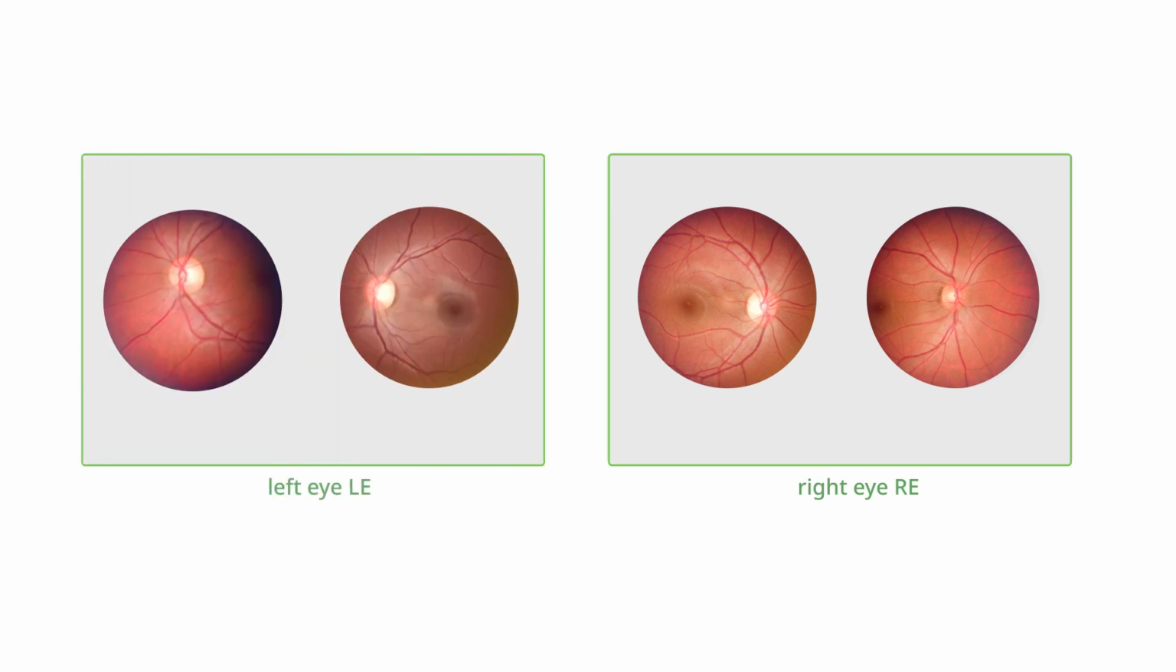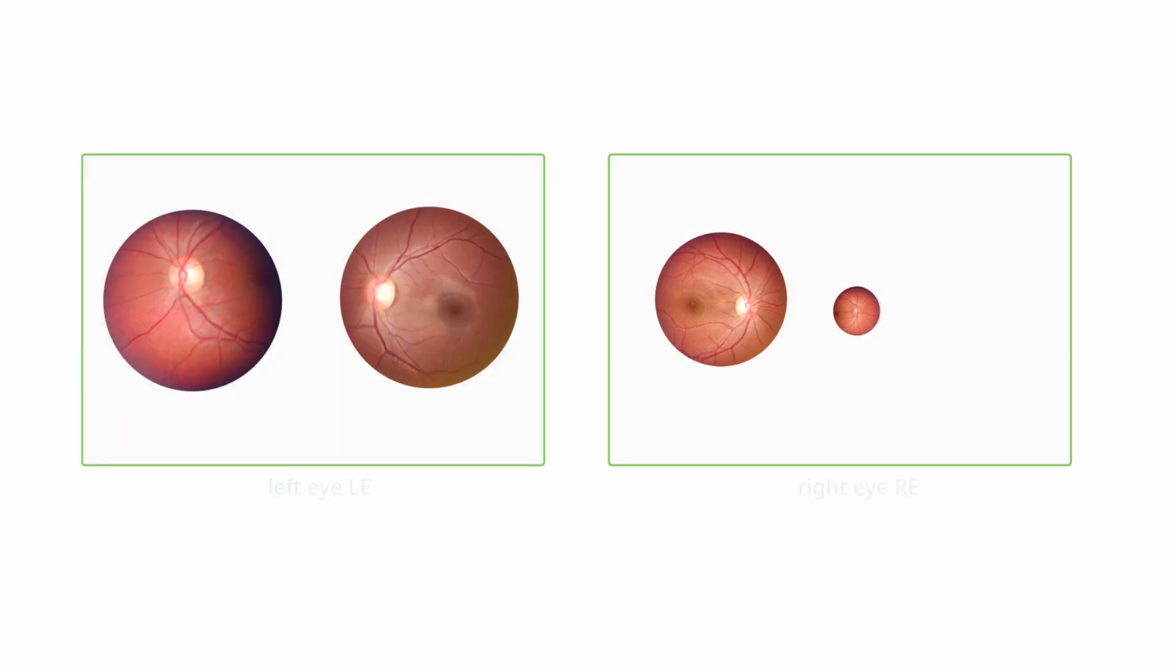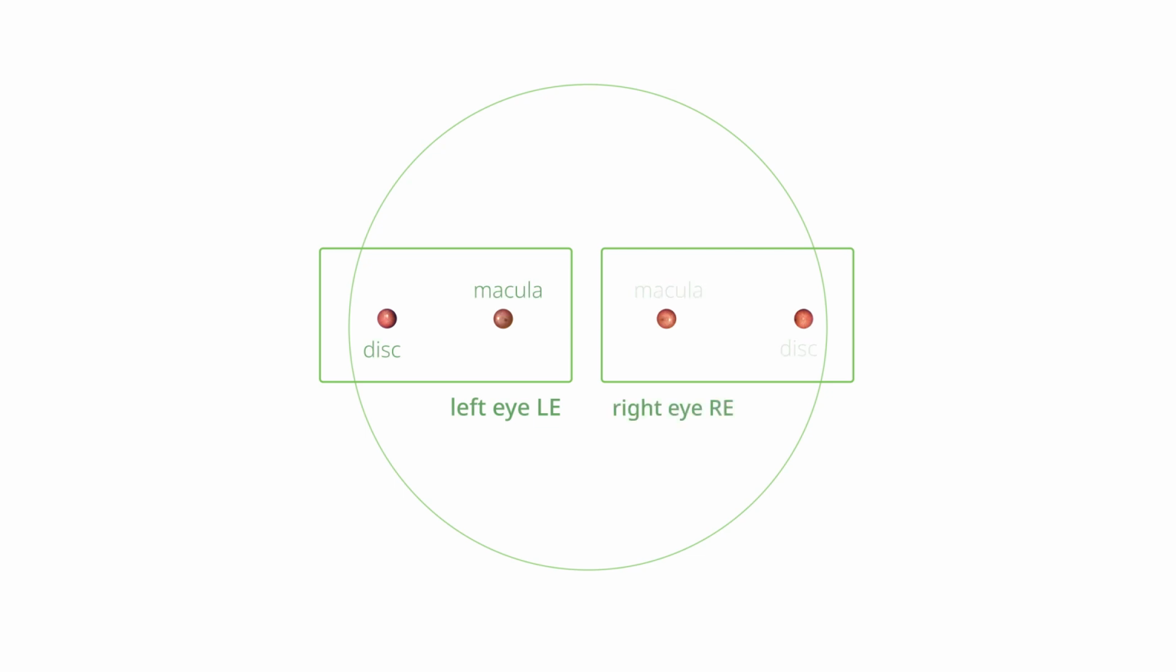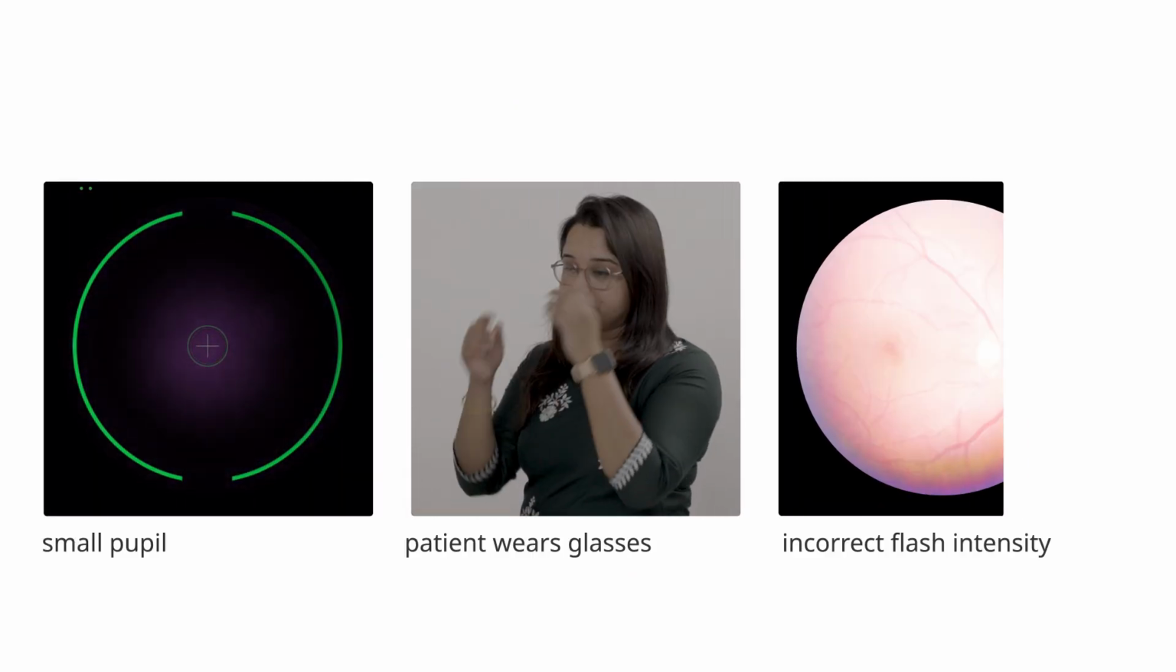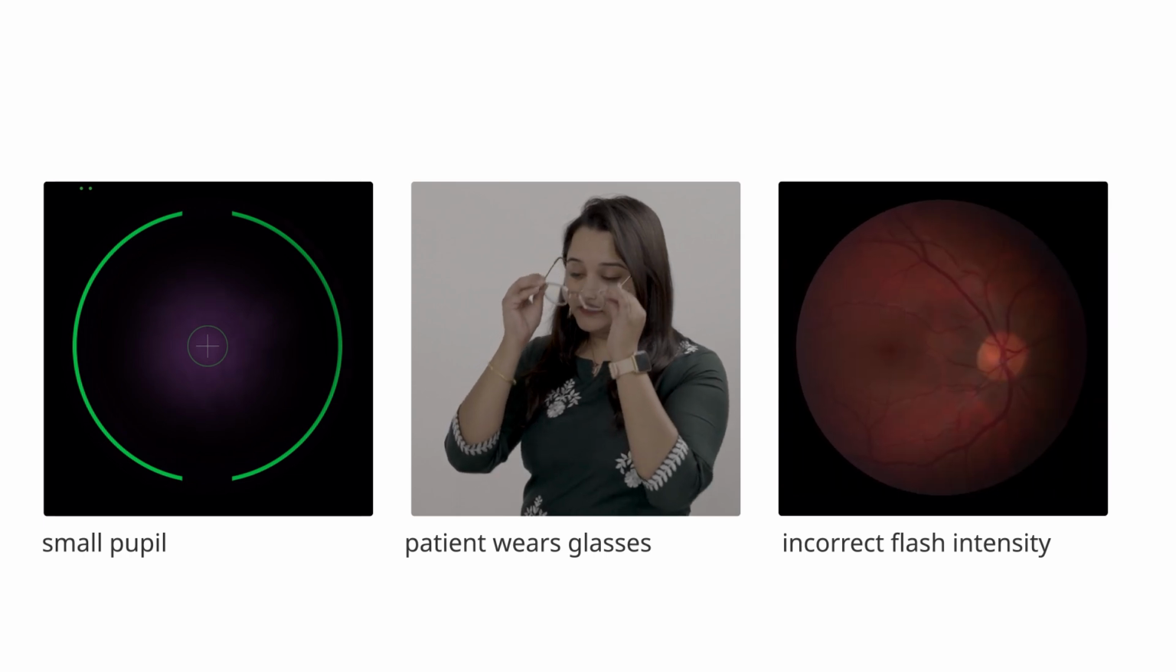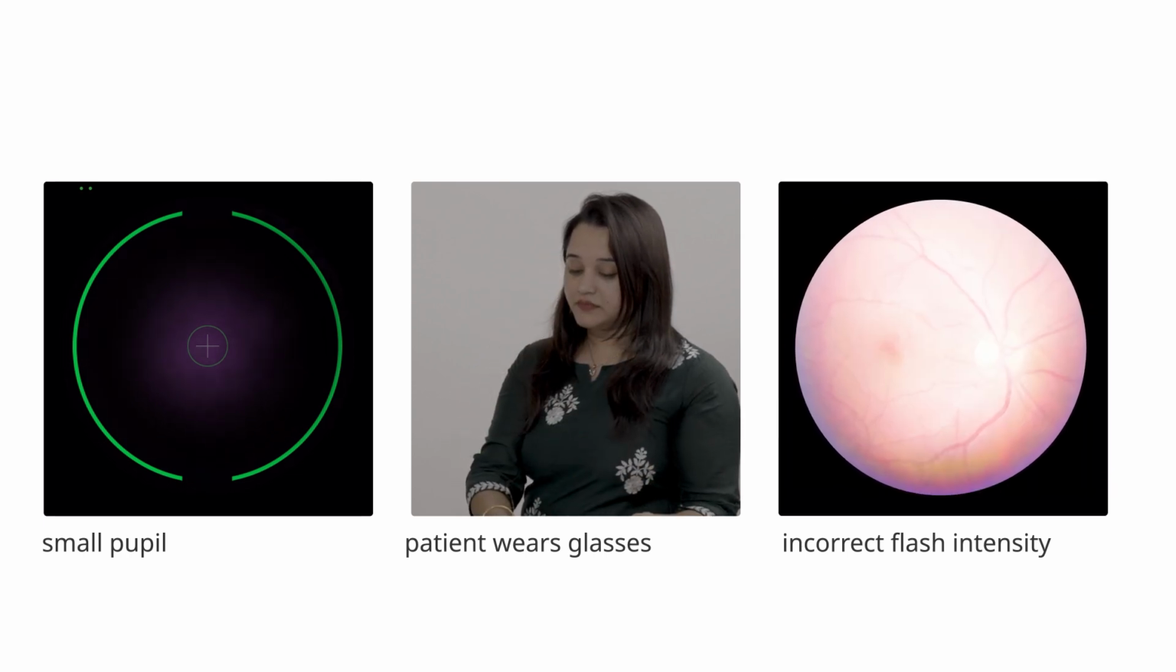We have captured the two most important images for each eye. They correspond to these four fixation points. These four images will cover most screening needs. Now let's look at a few exceptional cases where you need to work a bit differently to get a good image. Let's look at each of these cases.